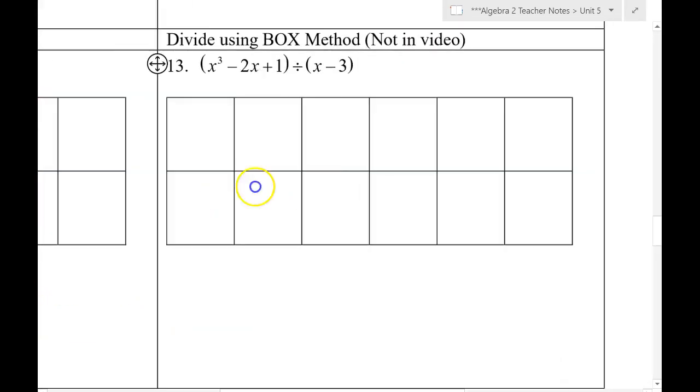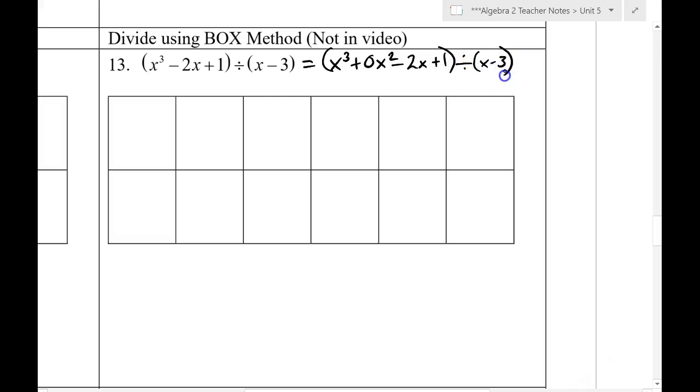Okay, next one. First step, make sure all your terms are there. Looks like we're missing an x squared term. So I'll have to do x, let's write this actually over to the side so we don't run out of room. x cubed plus 0x squared minus 2x plus 1 divided by x minus 3.